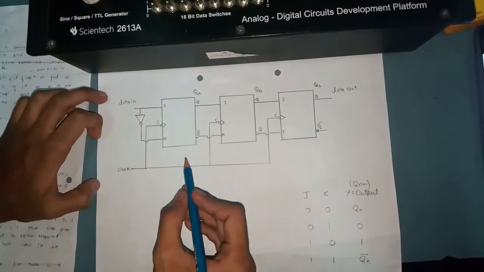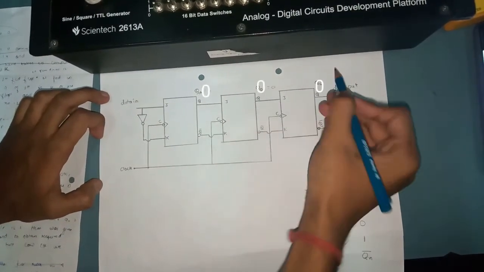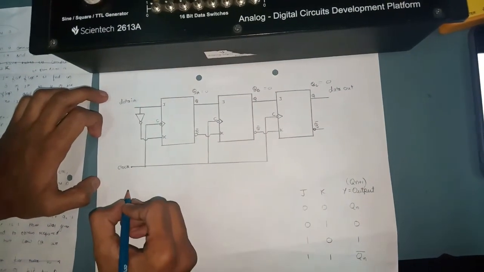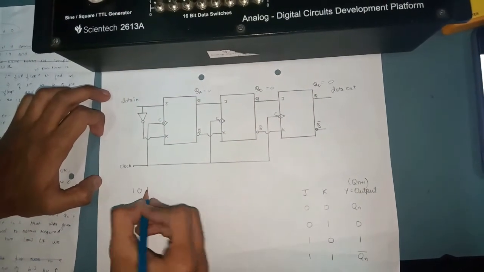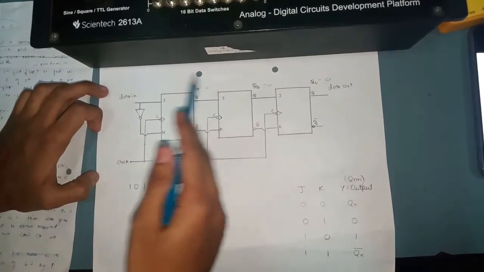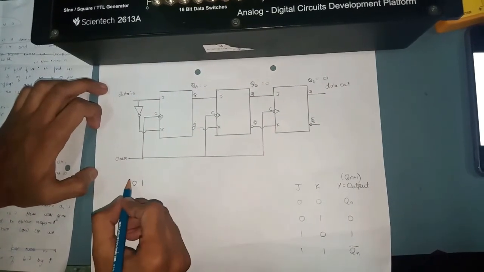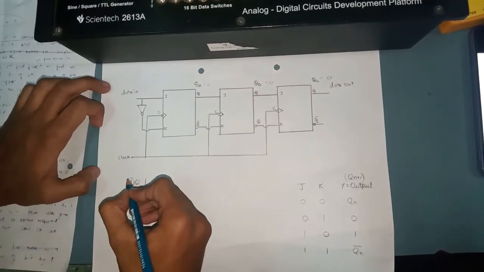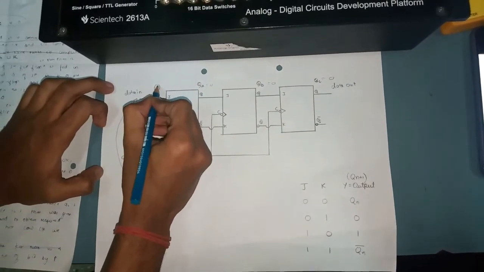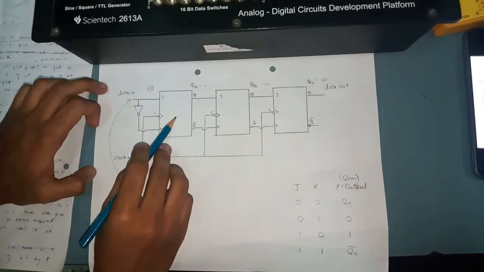Here initially we are taking the outputs QA equals 0, QB equals 0 and QC equals 0. Here we are taking an example of input 1, 0, 1. We have taken 3 bits because we wanted to build a 3-bit SISO shift register. Initially we are inputting 1 to the data input. During the first negative clock, this 1 will be the input for the first JK flip-flop.